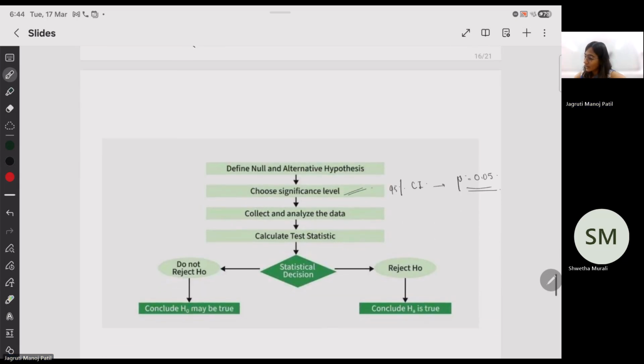Then I'll collect and analyze the data and see what it comes out as. I'll compute the test statistic. Now this test statistic is very dependent on the samples of data you have, the number of samples.